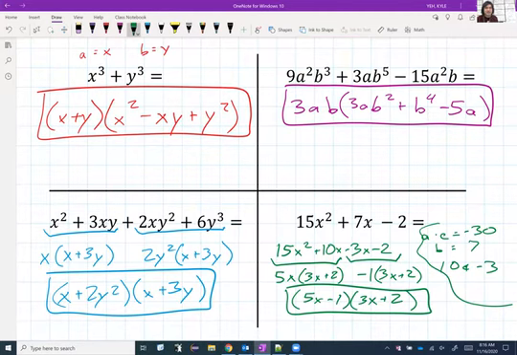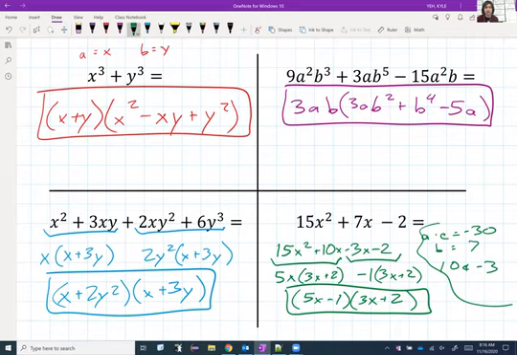All right, so you can see my work on these 4 problems that are up on the screen right now. Top left in red, that was just a sum of 2 perfect cubes. So A was x, B was y, and plugging them into our formula that we just looked at.